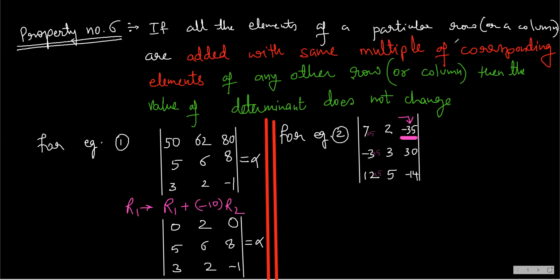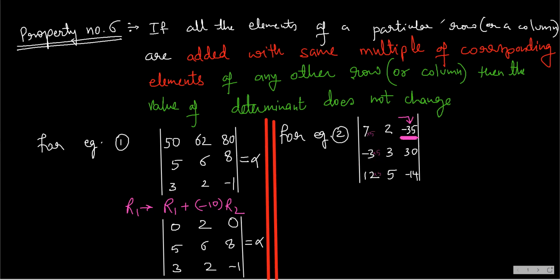This is negative 35. I thought of making it 0. You can ask me, sir, why did you think so? Because I saw 7 here. I thought if I multiply by 5, this will become 35. And if I add, negative 35 plus 35 will become 0. But the condition here is that you cannot just multiply in one element. You'll have to multiply all the elements of that column.